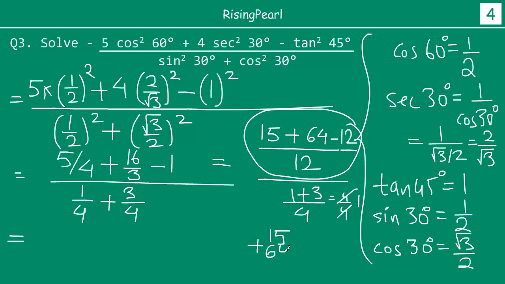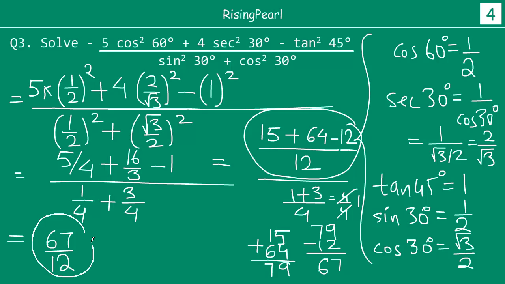15 plus 64 is 97, and 79 minus 12 is 67. So we have 67 by 12. So the answer for this question, the value of this expression, is 67 by 12.